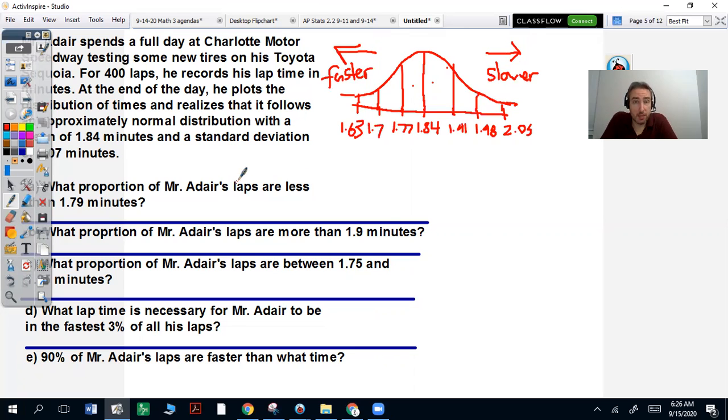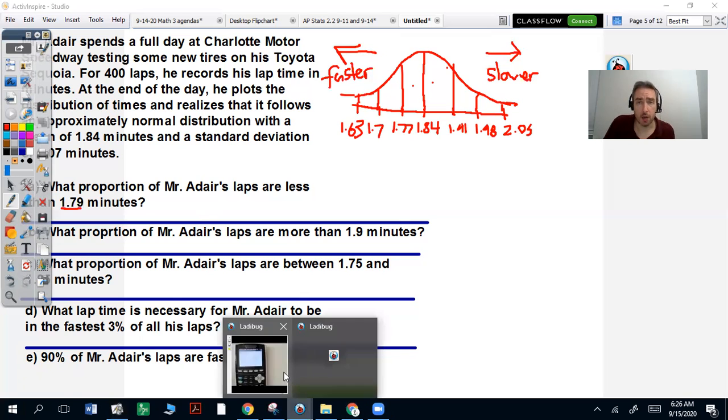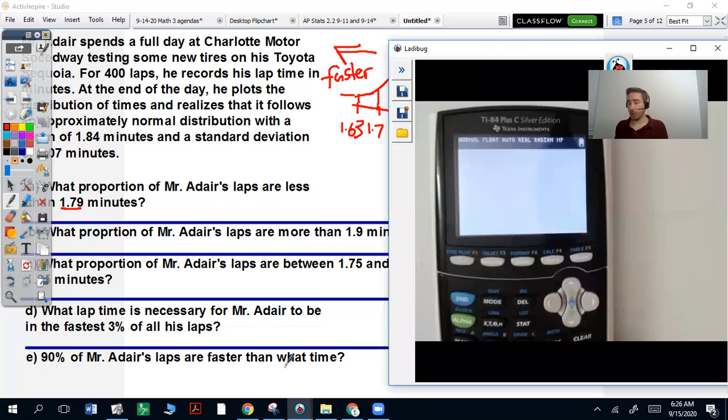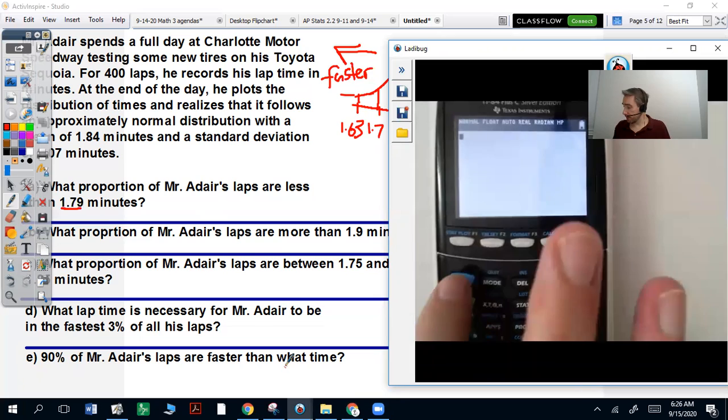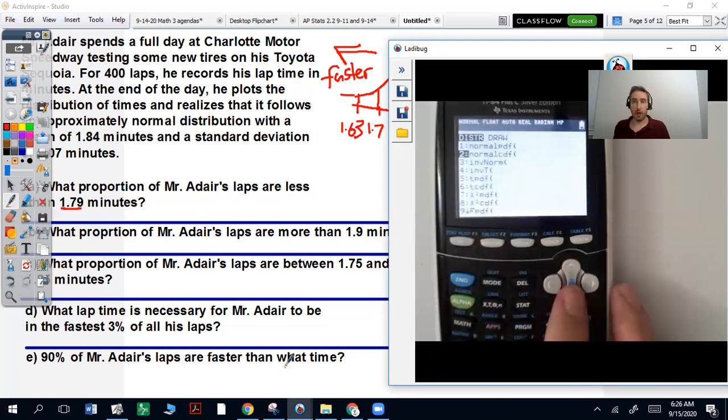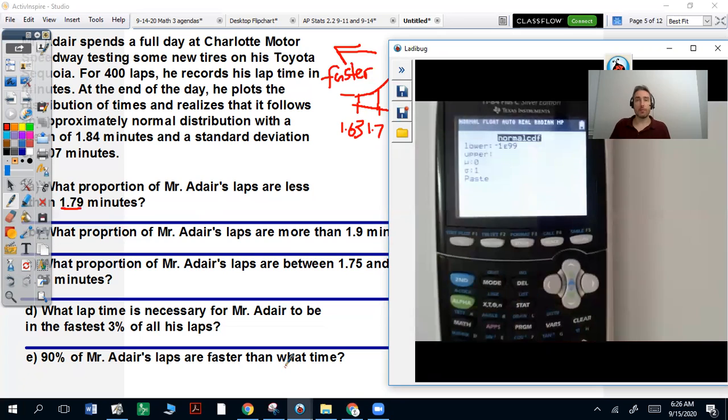What proportion of Mr. Adair's laps are less than 1.79 minutes? So what we're going to do is, instead of trying to do a table and a z-score, we're going to do this using technology. So we'll use both the TI-83 and 84 so you can see them both. What you'll do on the TI-84 is you'll hit second vars, normal CDF. The lower bound would be, since it's less than, negative infinity.